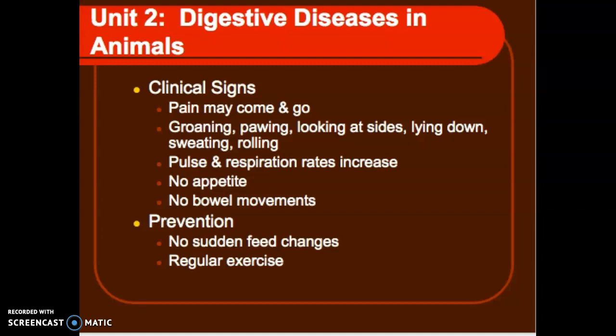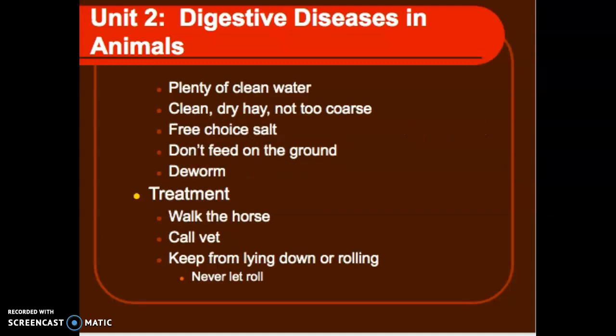So preventative controls here: don't make sudden feed changes. Again, you'll find that's best management practice throughout a lot of different things. Keep them regularly exercised, lots of good water, the right kind of hay, not too coarse, not too fine. Free choice salt, deworm on a regular basis, and then treatment things: walk the horse regularly.